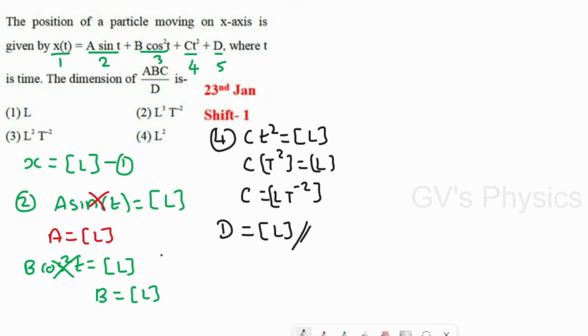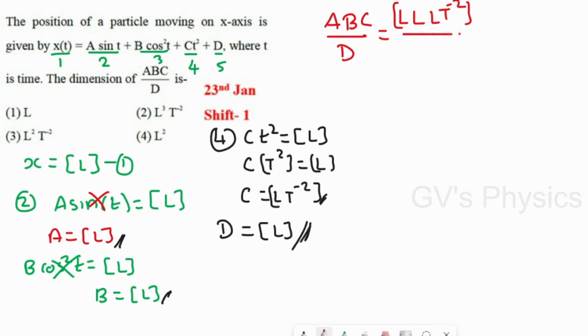Okay, so now we have found the dimensions for A, B, C and D. Now we can substitute in this equation. So the expression ABC by D is equal to, in the place of A length, B also length, C is L T power minus 2, and in the place of D again it is L. So we can cancel these both. Balance, you have L square and T power minus 2. So we check the options. Option 3 is the right answer.